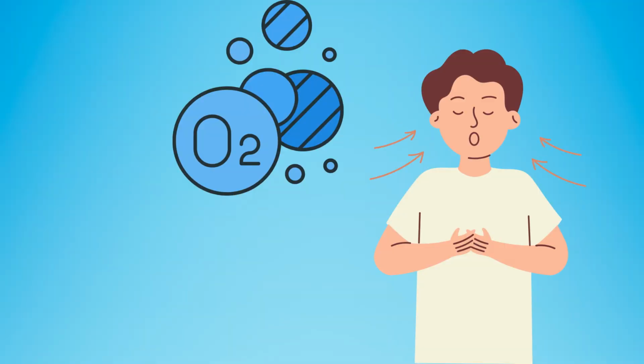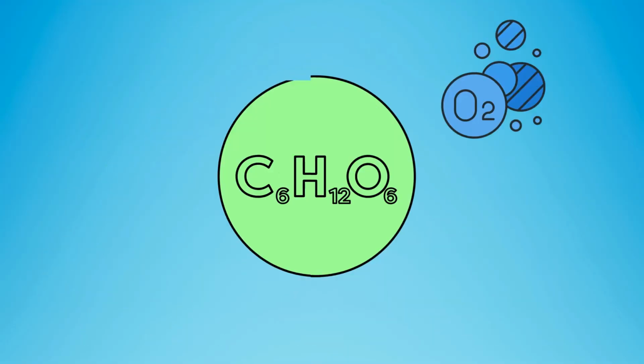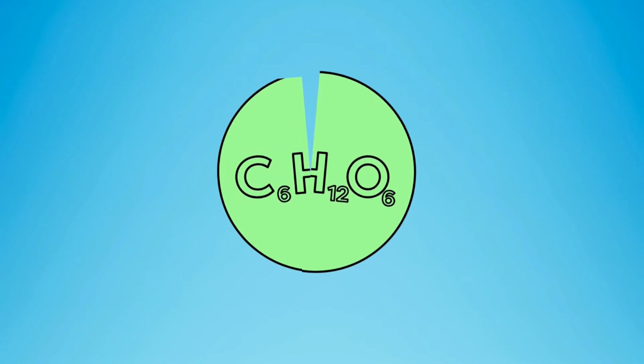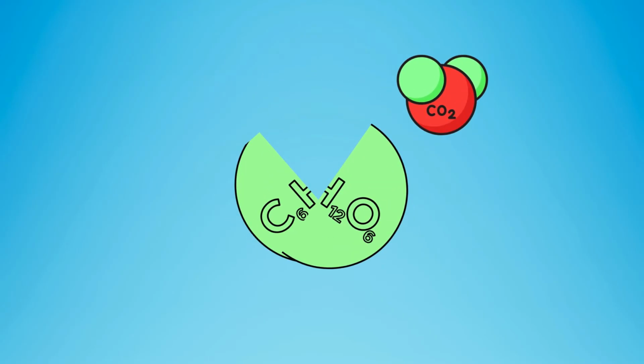One such process is respiration, or more simply, breathing. All living organisms breathe in oxygen to obtain energy. This is called respiration. This process takes in oxygen to obtain energy by breaking down glucose and gives out carbon dioxide. This carbon dioxide is released back into the atmosphere.